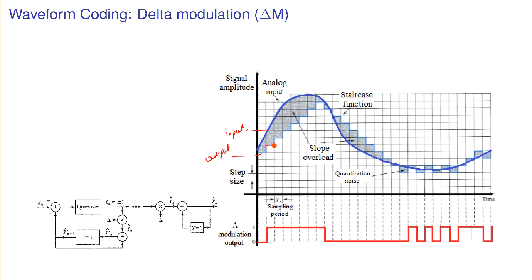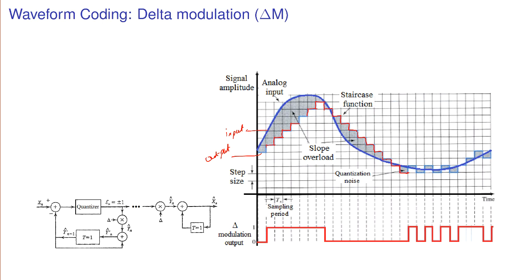Because the input is still bigger than the output, I get another step up. So I go one step up each time, since my input is bigger. But at this point, the output is bigger than the input, so I get -1, and then -1. I continue with -1, and this tries to track the signal. At each clock, I get -1.